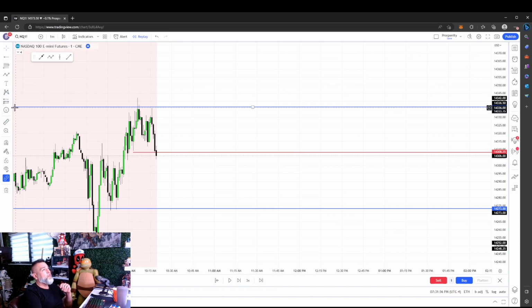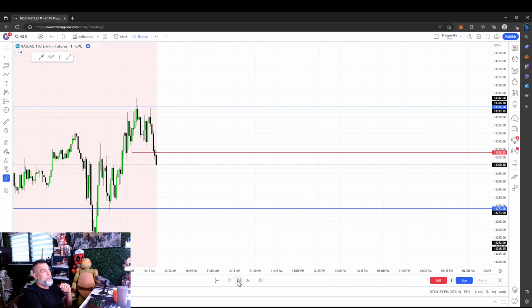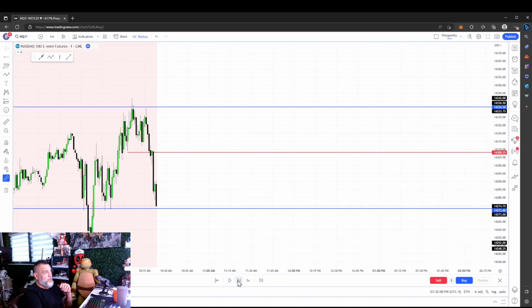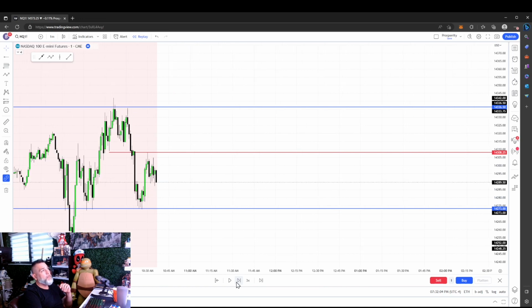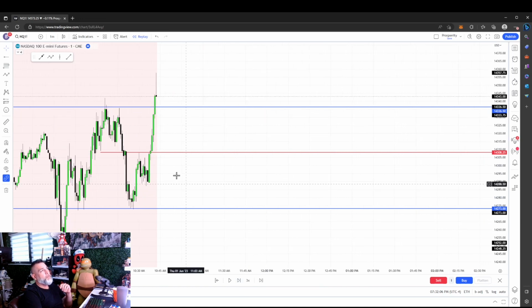So I'm looking for, let's see. No, we didn't get it, which is fine. I typically like liquidity to be taken and then there be a market structure shift. That's what I like to look for. It is what it is. There he is.